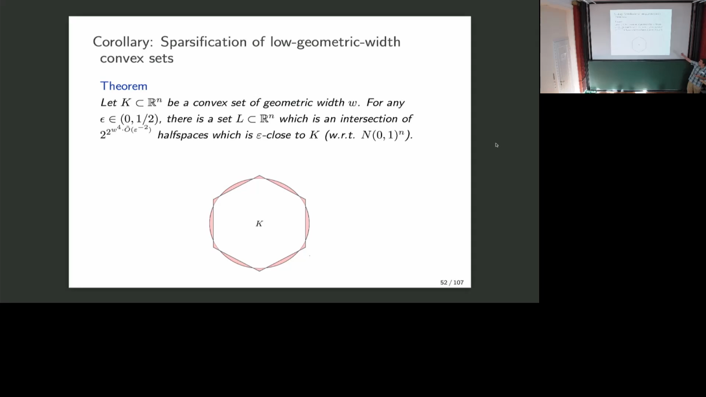You come to me with any convex set, which is an intersection of half spaces at distance at most w from the origin. You can use a finite number of half spaces, depending only on w and epsilon, and get an epsilon approximator of it as an intersection of that many half spaces. Okay? And this takes a little work, but I'm not going to go into it.